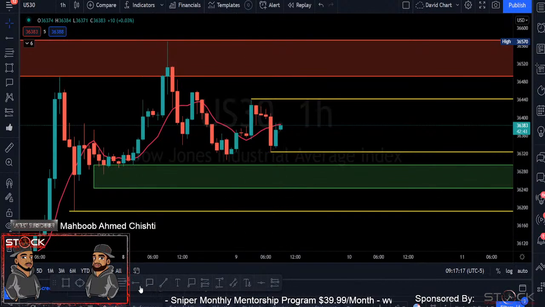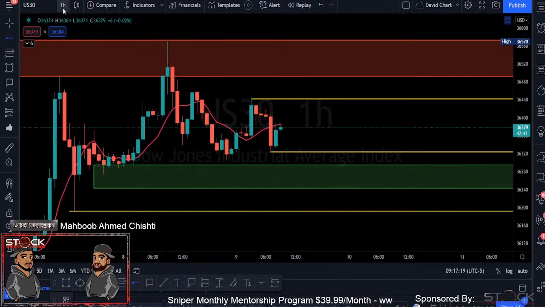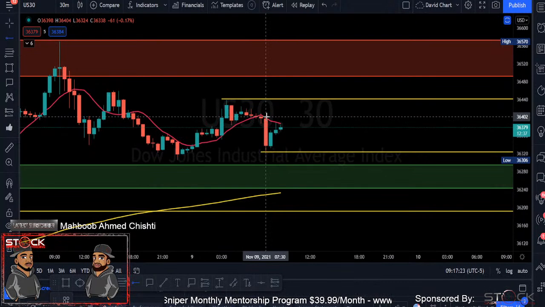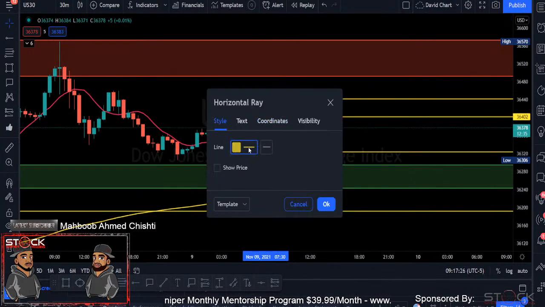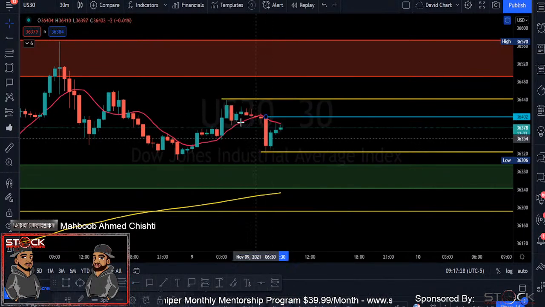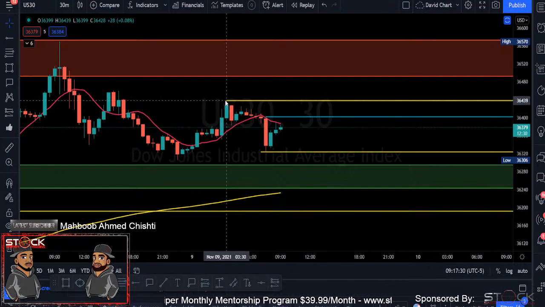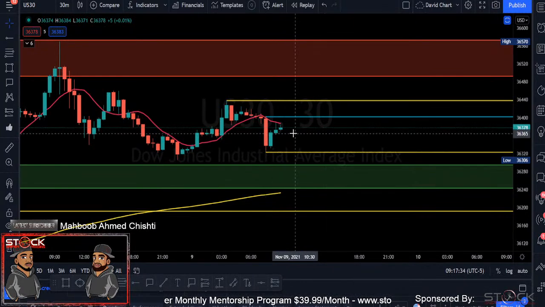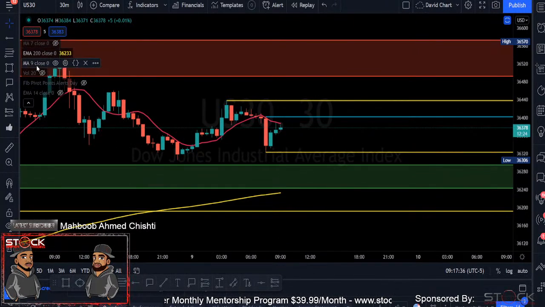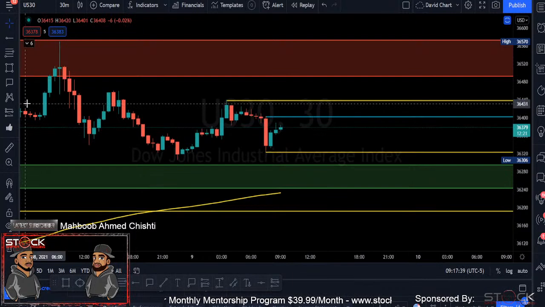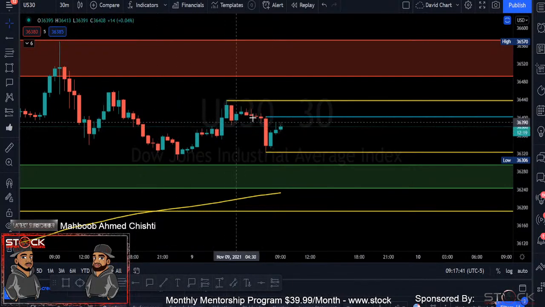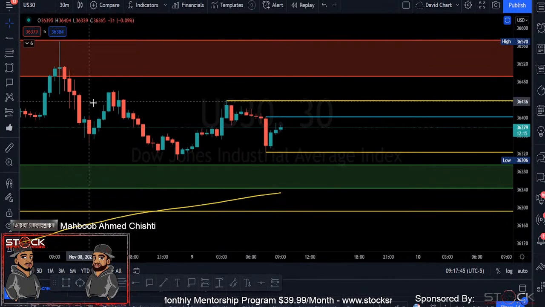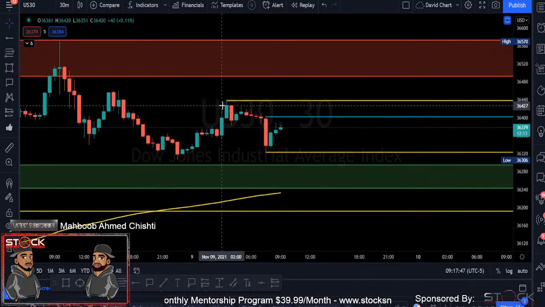So we want to drop it now down to the 30-minute. Look at where we're at here. Okay, need to style that to baby blue. Tighten her up right here. Okay, so look, if we remove the 9 EMA, leave the 200, you can see where price has been rejected before. This is higher time frame. So price was rejected here, price was rejected here, and then price was rejected here.